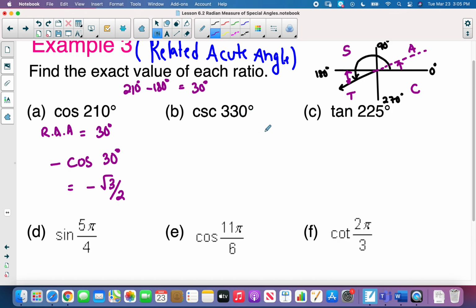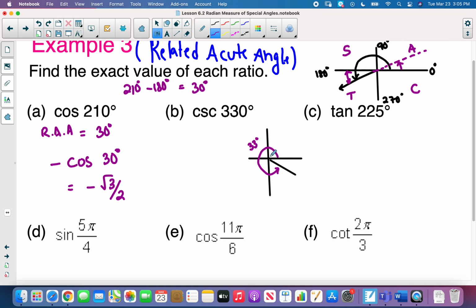Cosecant 330. So I'm going to draw the grid again. This one was for part A, by the way. I'm going to draw another grid here for 330. Where's 330? This is 270, so it's going to be somewhere in the fourth quadrant, right? So my angle is from here all the way to here, 330 degrees.